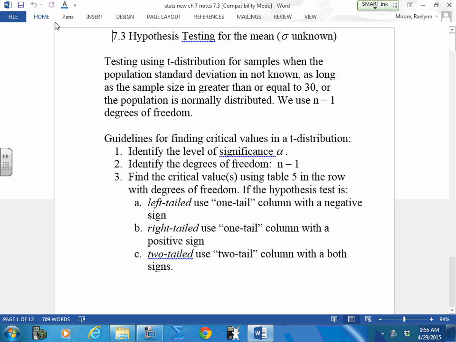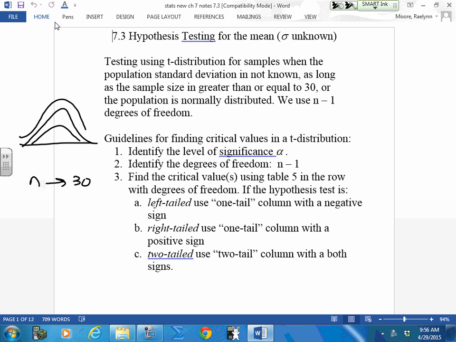The process is the same. We're going to test using a t distribution instead of a z, which still is a normal curve, but remember the t had different degrees. Like you saw it go like this, and then it came like this. It came closer and closer to a normal curve. As n approached 30, it got closer and closer to a normal curve.